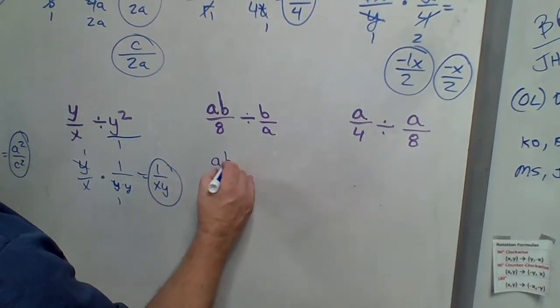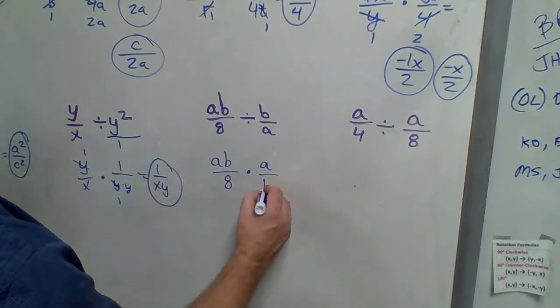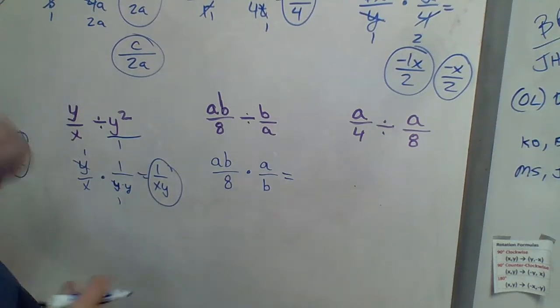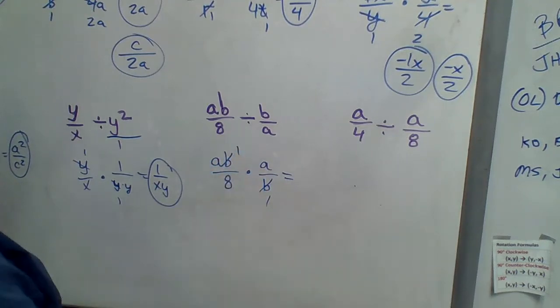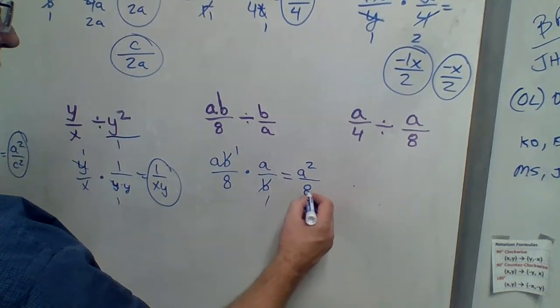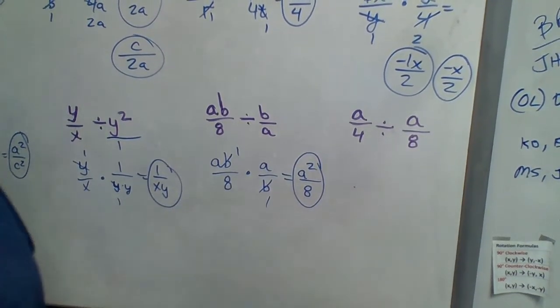How about this one? Multiply by the reciprocal of that second number. B over a becomes a over b. And hey, I can divide by b and divide by b. And I'm left with a to the second power over 8. A to the second power over 8.